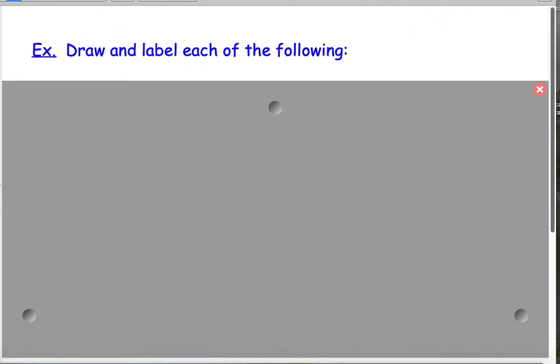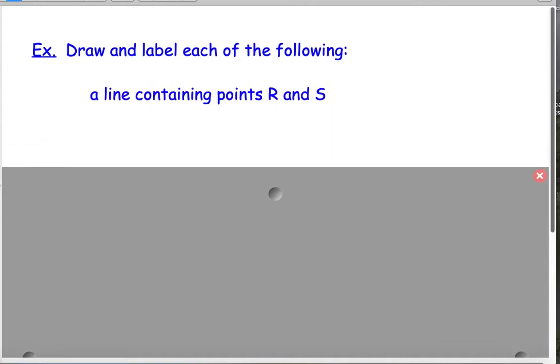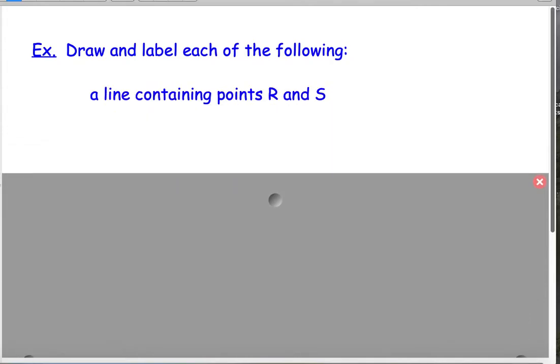So what if I asked you to draw and label each of the following? Draw a line containing points R and S. And once again, maybe hit pause, draw it, and then hit play and see how you did. Okay, so we're drawing a line. It doesn't matter which way it's slanted. You could have it horizontal or vertical or slanting up or down. And then we just have to make sure that we have 2 points labeled on there. Remember, there's an infinite number of points, but you just need to have 2 of them on there. One of them's called R, and the other one's called S.